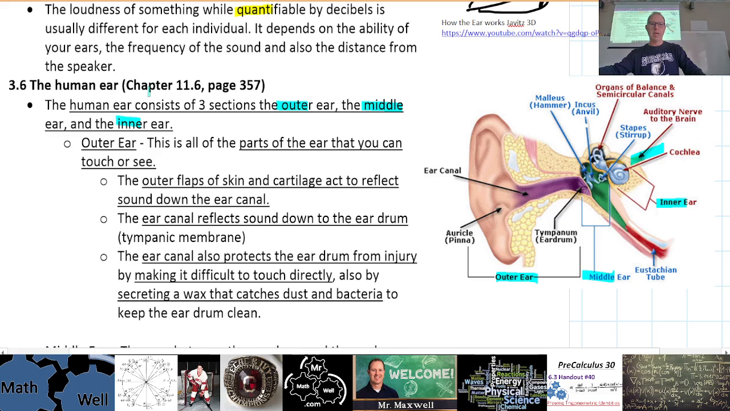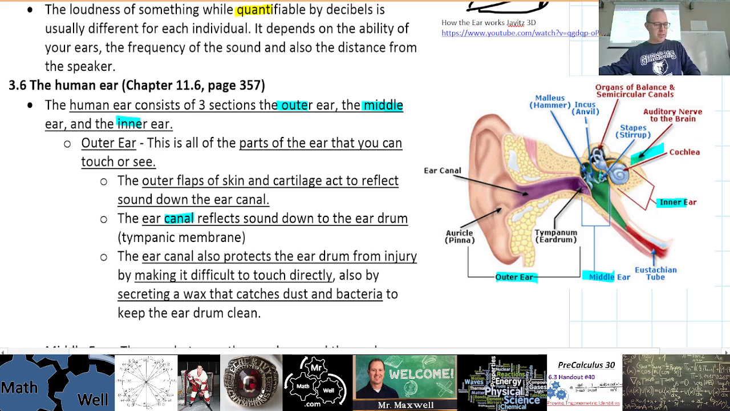Okay, so the outer flaps of skin and cartilage act to reflect sound down the ear canal. So your blanks there. No blanks on that first one. Awesome. The ear canal reflects sound down to the eardrum, also called the tympanic membrane. The eardrum, the tympanum, the tympanic membrane is that eardrum structure.